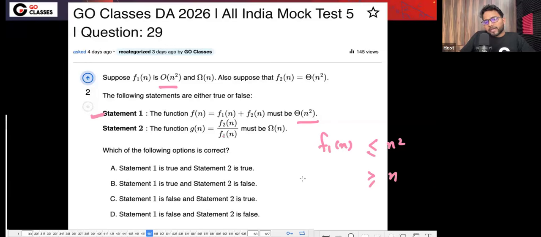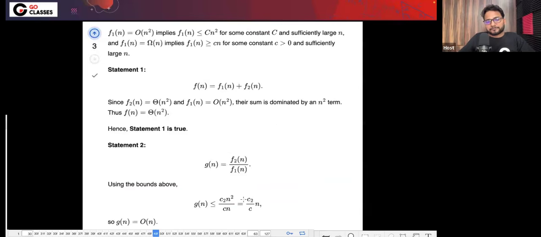What about statement 2? f2, which is exactly n square, divided by f1, which could be n square also. Does it have to be at least greater than or equal to n? No, it could be 1 also. It is not needed to be greater than or equal to n. This is just 1, and 1 is not greater than or equal to n. So that's why statement 2 is false. Statement 1 is true and statement 2 is false, so B is the correct answer here.